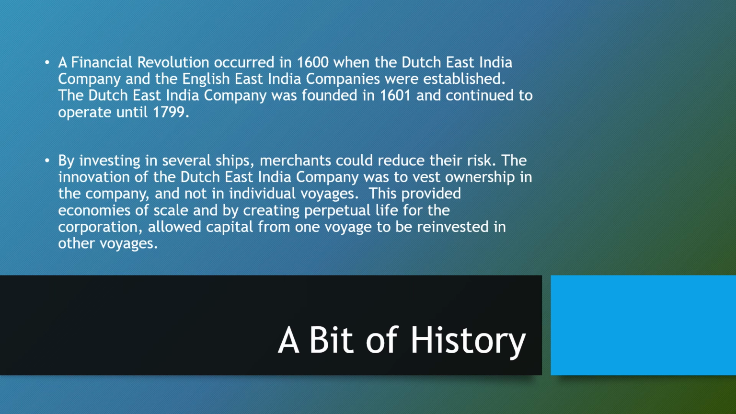A financial revolution occurred in 1600 when the Dutch East India Company and the English East India Companies were established. The Dutch East India Company was founded in 1601 and continued to operate until 1799. By investing in several ships, merchants could reduce their risk. The innovation of the Dutch East India Company was to vest ownership in the company and not in an individual voyage. This provided economies of scale, and by creating perpetual life for the corporation, allowed capital to flow from one voyage to be reinvested in other voyages.